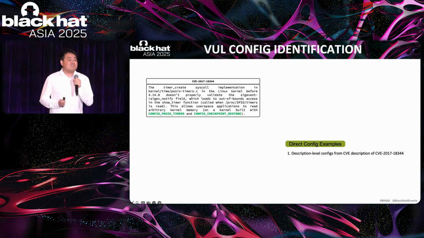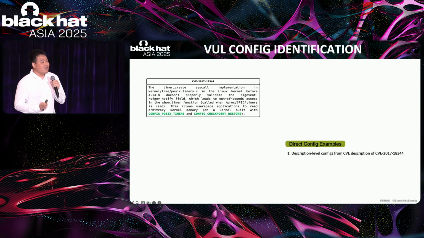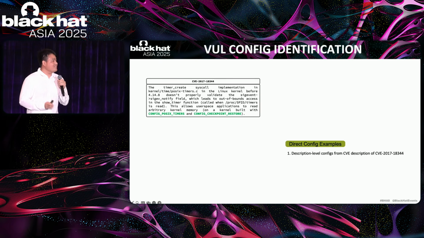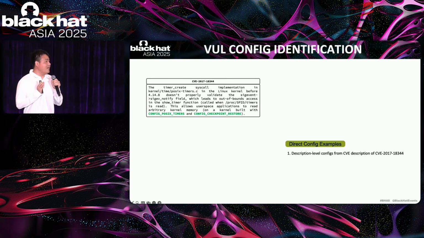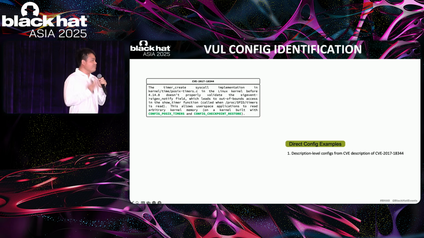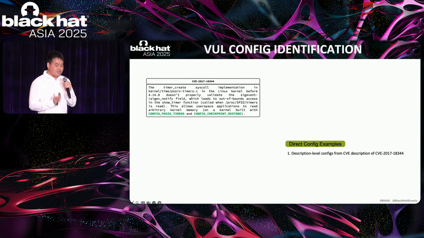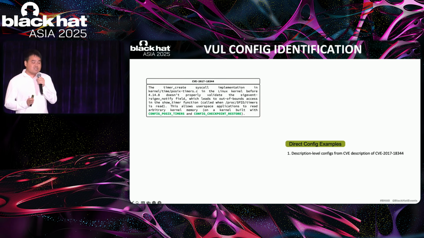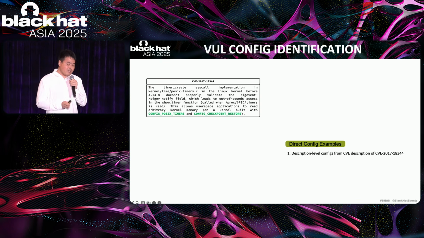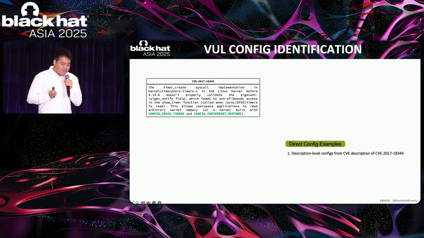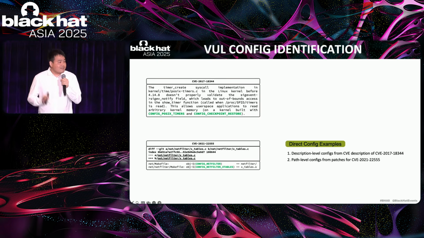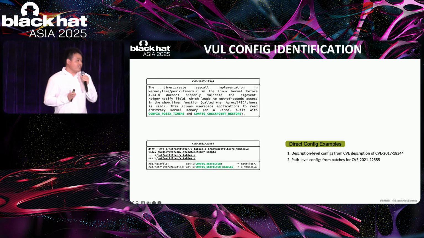Generally, based on our investigation of kernel vulnerabilities, we found that there are several data sources that can include the required vulnerability configures. First is the description. From the description, for example, we can find that this CVE needs configures such as the POSIX timer, and we also find that some patch-level configures are required.